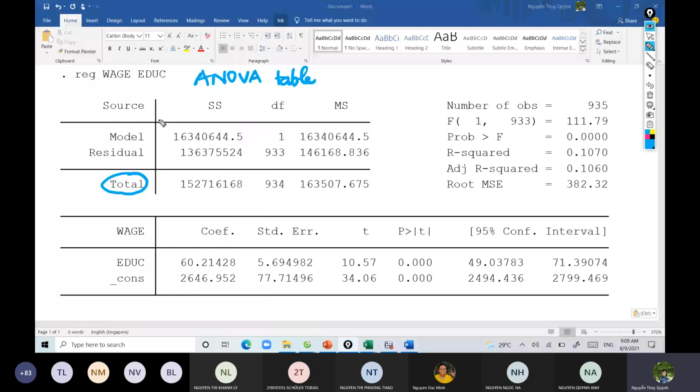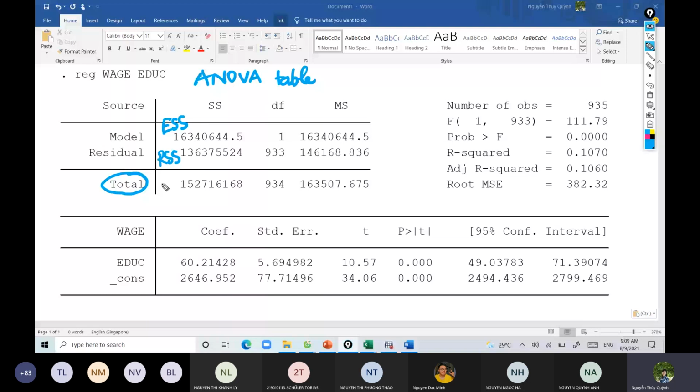Yeah, that is ESS. This value is ESS. Okay, and this is the variation due to the residuals, and it is RSS. Yeah, RSS. And what is it? This is the sum of ESS and RSS. It is the total variation in the value of the dependent variables, and it is TSS. Yeah, TSS. All right.